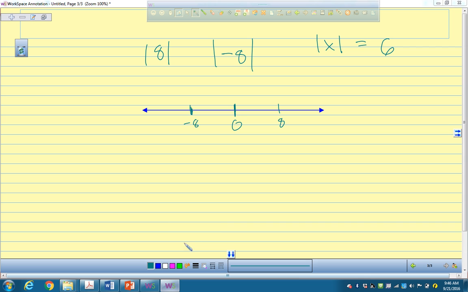Report this. So what does this mean? What does this mean as far as words? What does that mean in words? What is this? What does that mean?